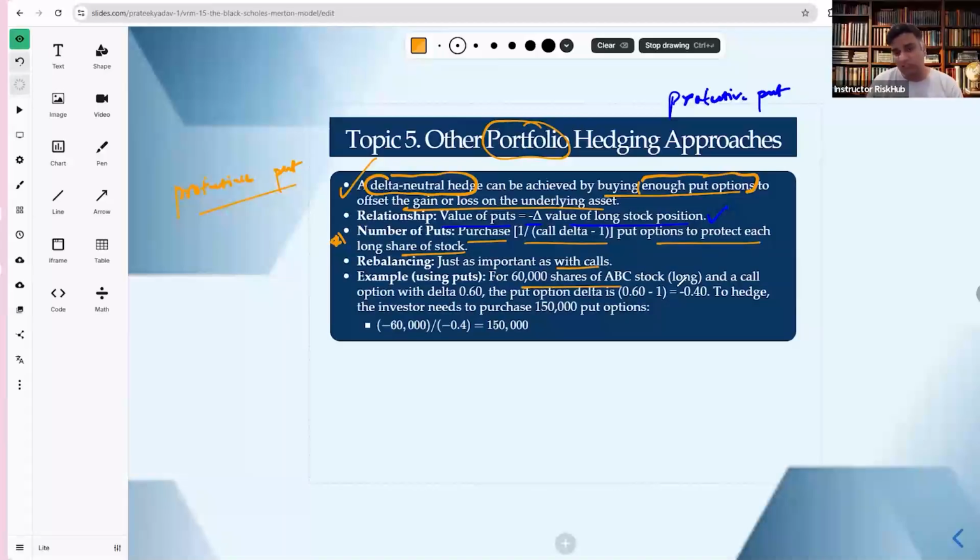See here, for 60,000 shares of ABC long and a call option delta of so and so, the put option delta. I told you, put option delta is what? If call option delta is 0.60, put option delta is the opposite: 0.60 minus 1 is minus 0.40. Now, to hedge, the investor needs to purchase what? Your objective is to hedge 60,000 shares of ABC stock, with a put option delta. Please understand when I say put option delta.